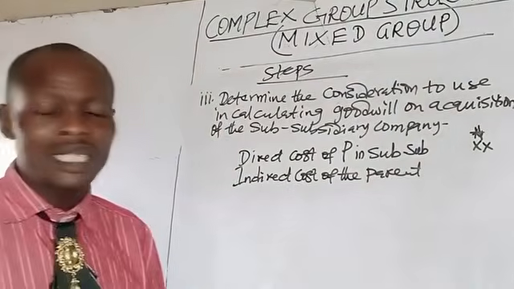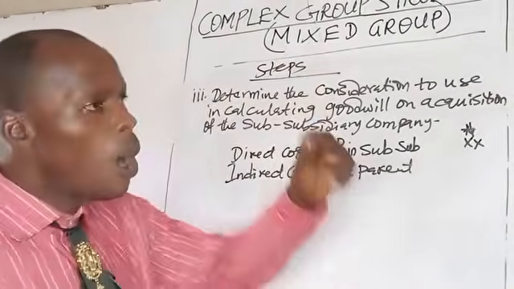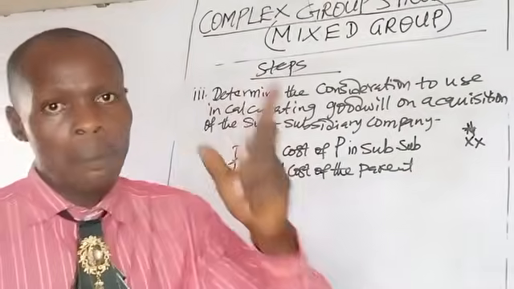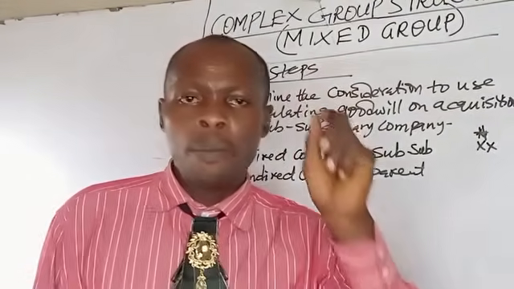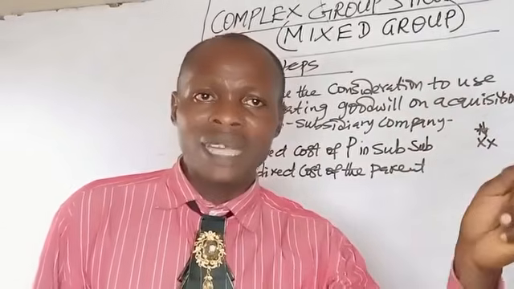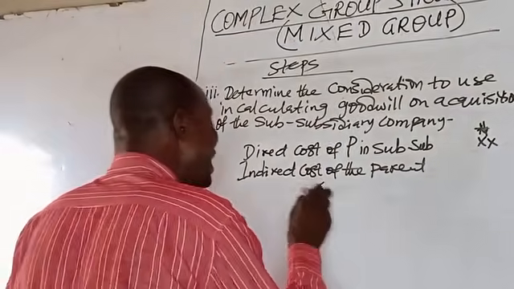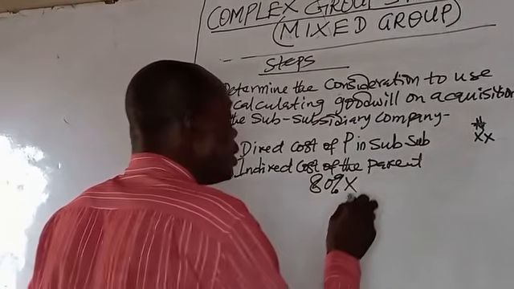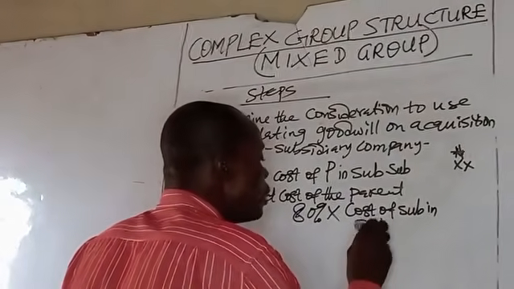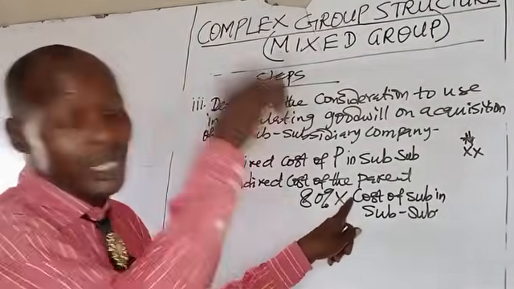Indirect cost of the parent will be obtained by applying the percentage of the parent in the subsidiary company. Based on my earlier illustration, remember parent acquired 80% of S1. That 80% is the percentage of acquisition of parent in the subsidiary. You apply that 80% times the cost of subsidiary in subsidiary. That is the cost of S1 in S2.